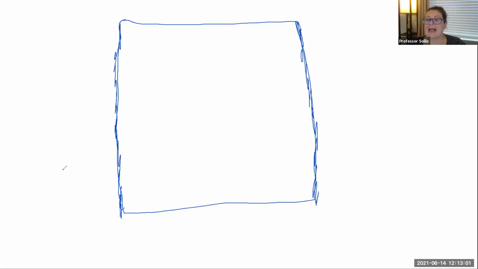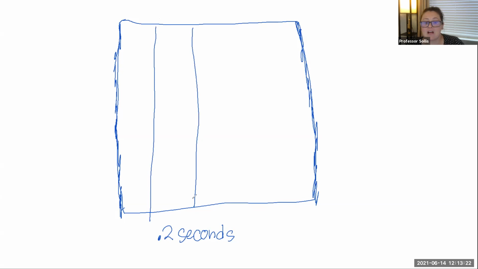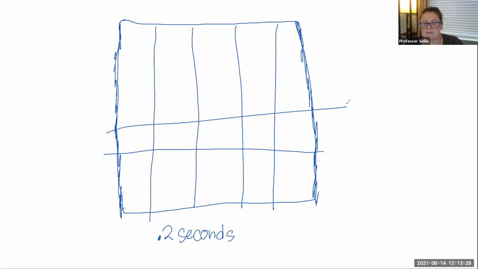This box demonstrates 0.2 seconds of time. So to get a whole second of heartbeats, you'd have to do 5 of these boxes, right? Because 0.2 times 5 is 1 second. But each of these big boxes is further divided into 5 smaller boxes, like this. And each of these smaller boxes, just from here to here, is going to be 0.04 seconds.